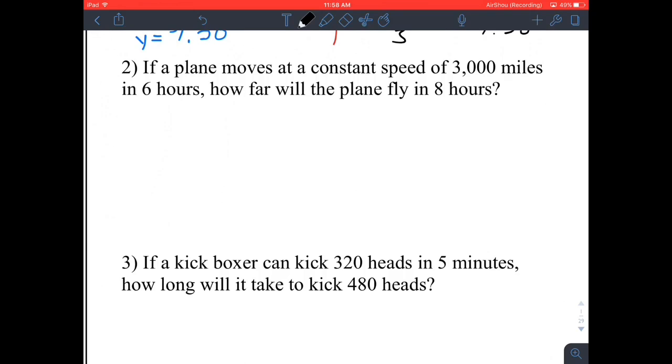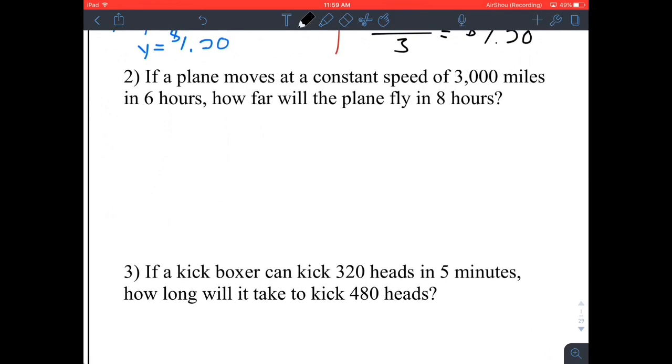Number 2 here, got a plane moving at a constant speed of 3,000 miles in 6 hours. How far will the plane fly in 8 hours? Once again, there's 2 different ways you can do this. If we write 3,000 miles over 6 hours, that fraction is equivalent to 1 because those are 2 equal things. Every 3,000 miles you get 6 hours. For every 6 hours you get 3,000 miles.